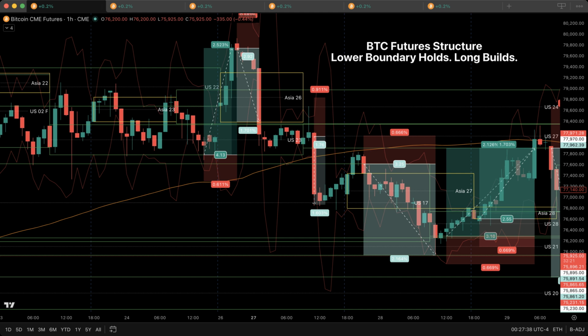2.55. That second trail only works after proof. Price must hold above the first target. Price must not return fast. Price must keep distance. If price cannot hold above April 27th Asia upper boundary, the trail should not expand.